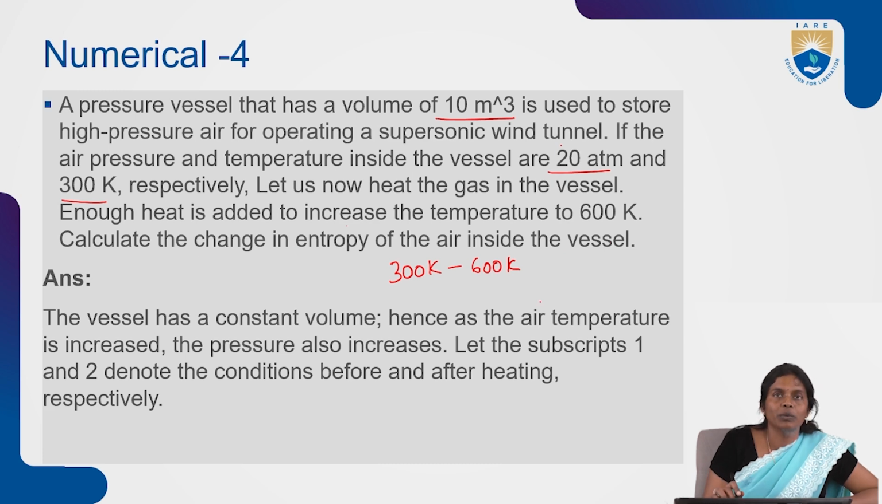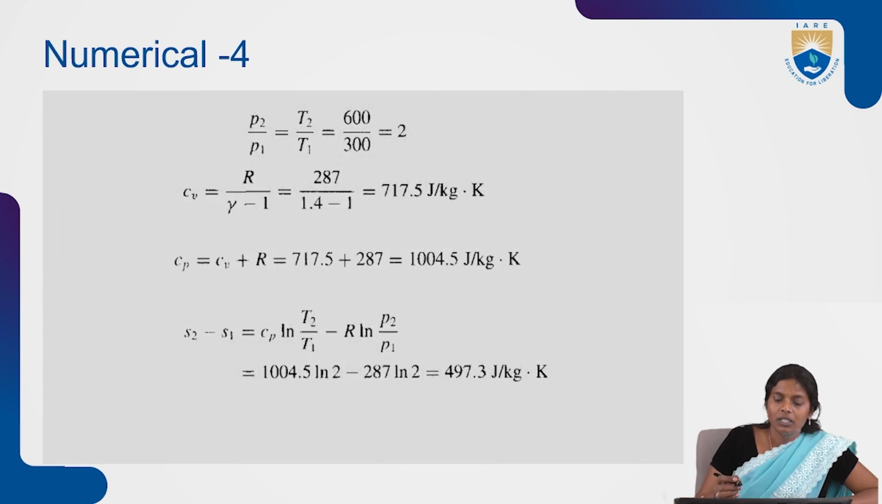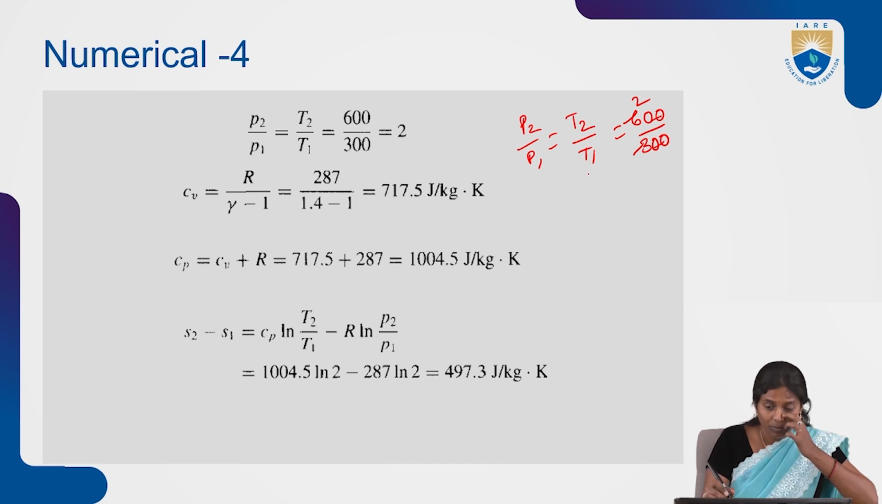What is the change in entropy? That is what we are asked to find. The vessel has constant volume. Hence, as the temperature is increased, the pressure will also increase. So we take 1 as before heating and 2 as after heating. Now we know the relation P2 by P1 equal to T2 by T1. So what is T2? 600, right? T1 is 300. So P2 by P1 equal to 2.